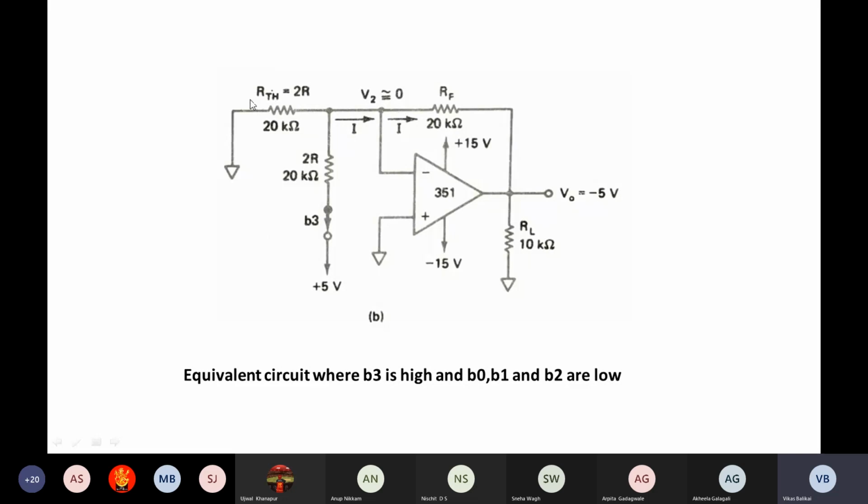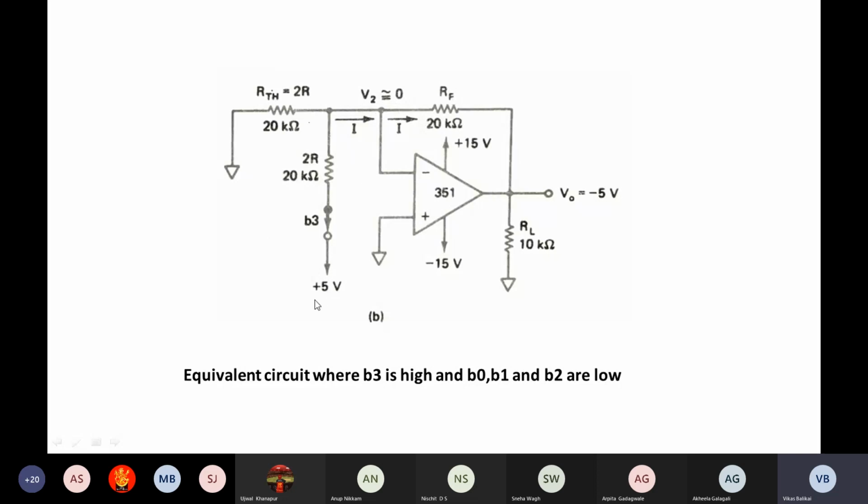Because the voltage is zero, the current here will be zero. So whatever current is flowing over here will entirely flow through RF. The current flowing through this RF will be 5 divided by 20 kilo ohm.